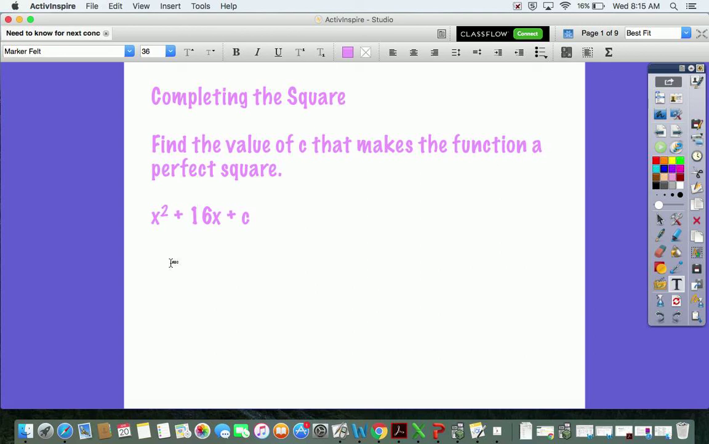So we'll start out with the basics. What is completing the square? Well, completing the square is when you find a value for c that makes a function a perfect square. So in this example here, you have x squared plus 16x plus c. And the trick is that it's 3 steps to go about completing the square. The first step is you take half of b.